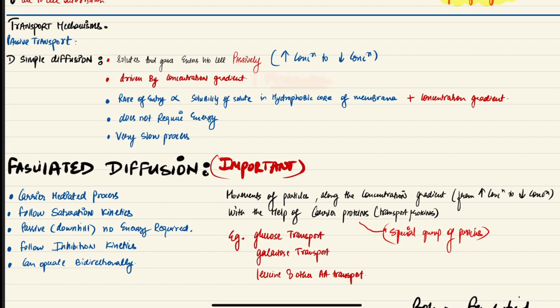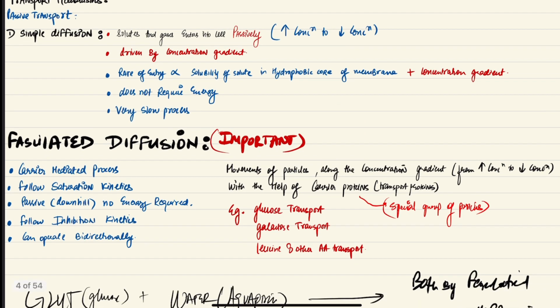since for a gas. And the rate of entry is directly proportional to the solubility of solute in the hydrophobic core of the membrane. Suppose there is a molecule whose solubility in the membrane is very high as compared to this molecule, which is polar in nature. So it will be difficult for the polar one to pass, but lipophilic molecules will easily pass, because they find it easy to pass through the hydrophobic core of the membrane. And it also depends on the concentration gradient. The greater the concentration gradient, the greater the mobility will become.